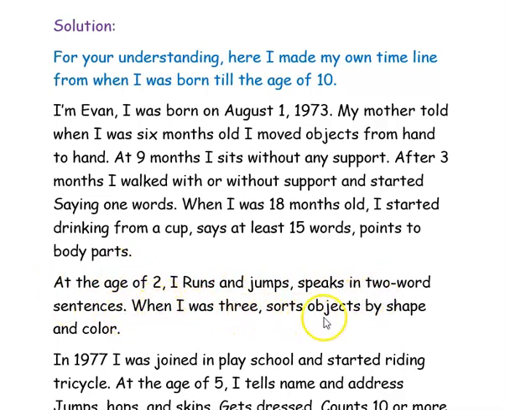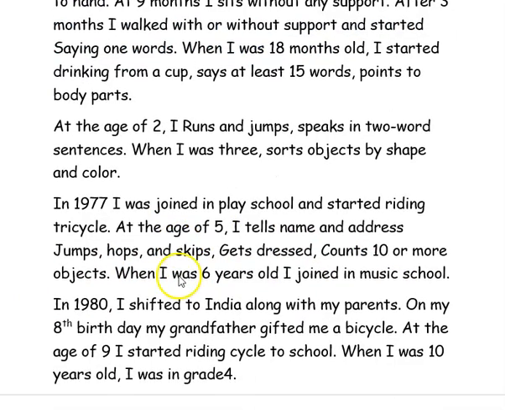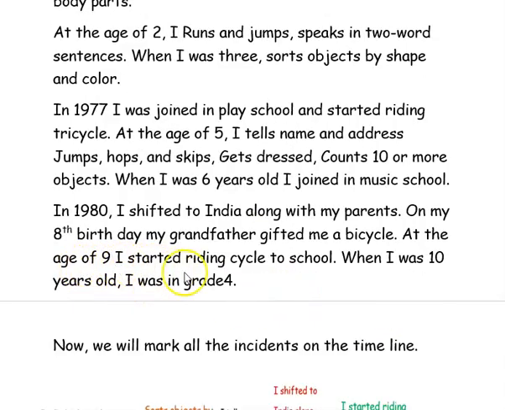When I was 3, I started sorting objects by shape and color. In 1977, I joined play school and started riding a tricycle. At the age of 5, I could tell my name and address, jump, hop and skip, get dressed by myself, and count 10 or more objects. When I was 6 years old, I joined a music school. In 1980, I shifted to India along with my parents. On my 8th birthday, my grandfather gifted me a bicycle. At the age of 9, I started riding a cycle to school. When I was 10 years old, I was in grade 4.